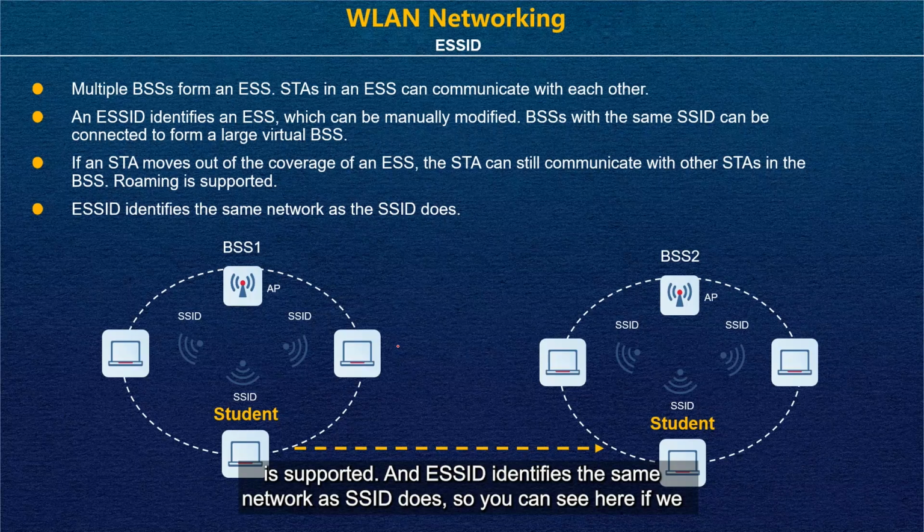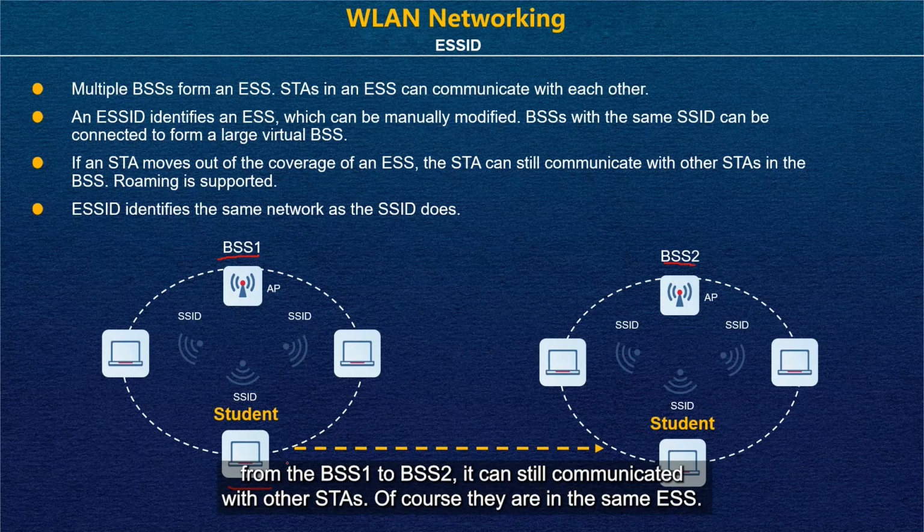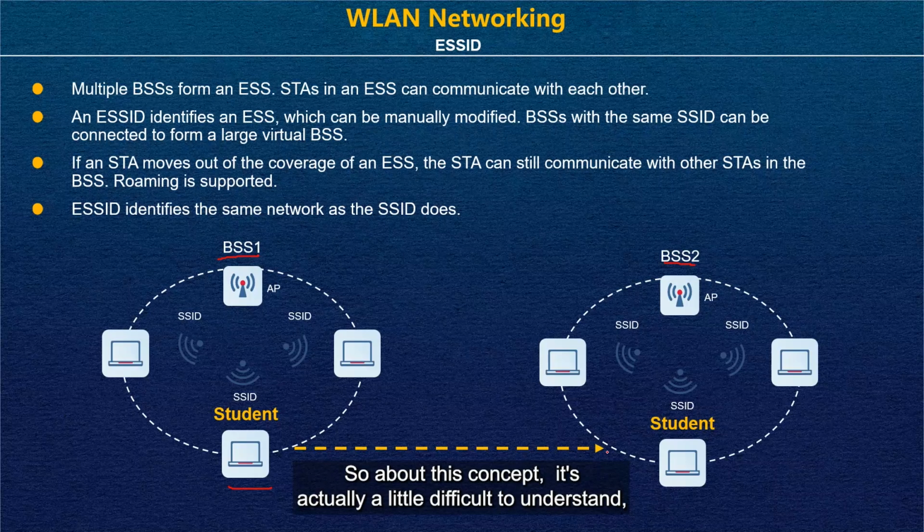So you can see here, we have two BSSs, BSS1 and BSS2, and they are in the same ESS. So if, for example, the PC moves from BSS1 to BSS2, it can still communicate with other STAs, because they are in the same ESS. Okay, about these concepts, it's a little difficult to understand.